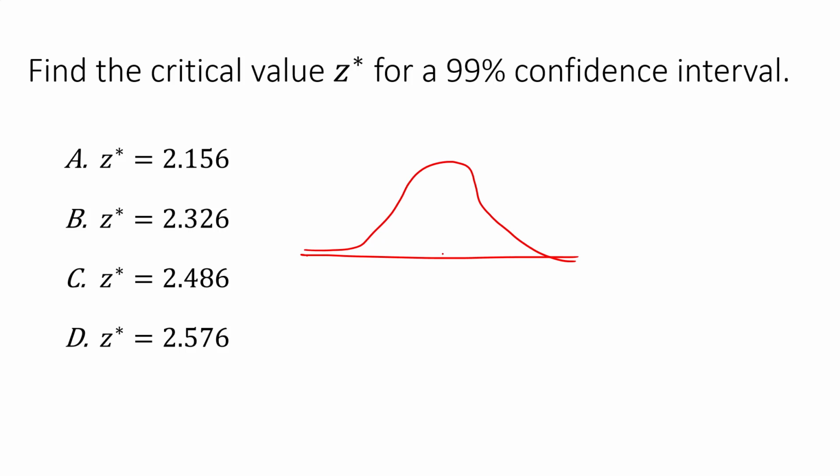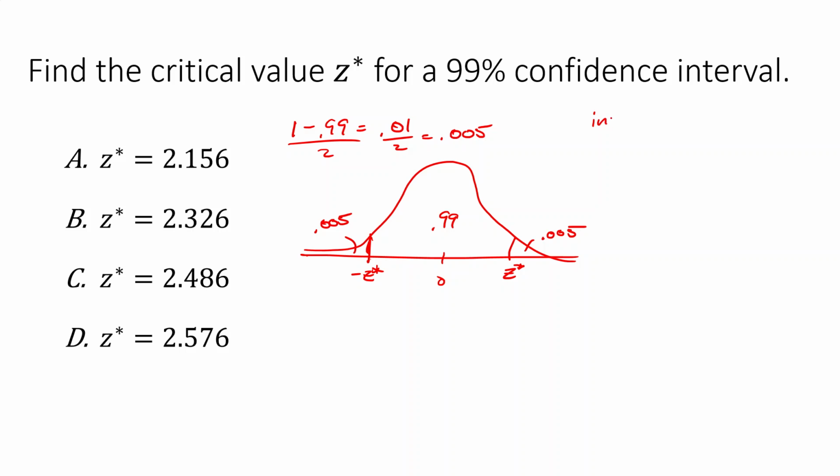I'm going to start by drawing my normal curve, 0 in the middle, 99% in here. So if we subtract the 99% from 100, we're left with 1% to split between the two ends. So we divide it by 2, we get 0.005. So we get 0.005 down here, 0.005 up there. This is our negative Z star. This is our positive Z star, our critical values.